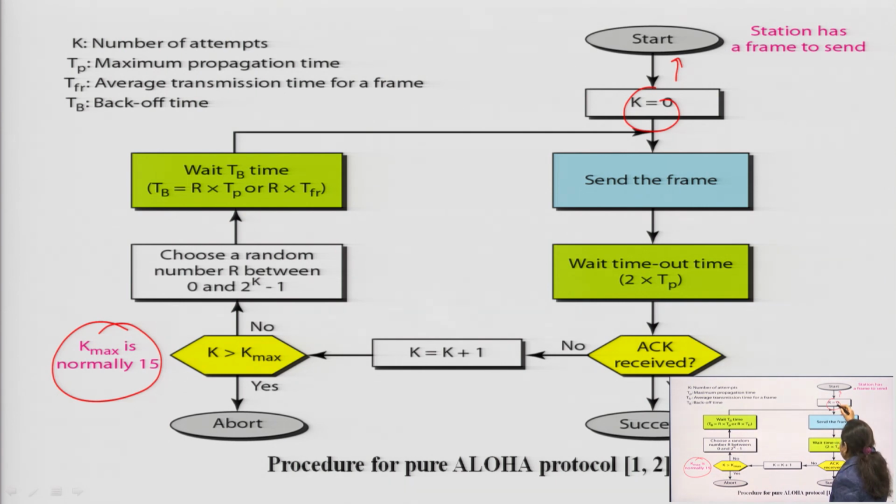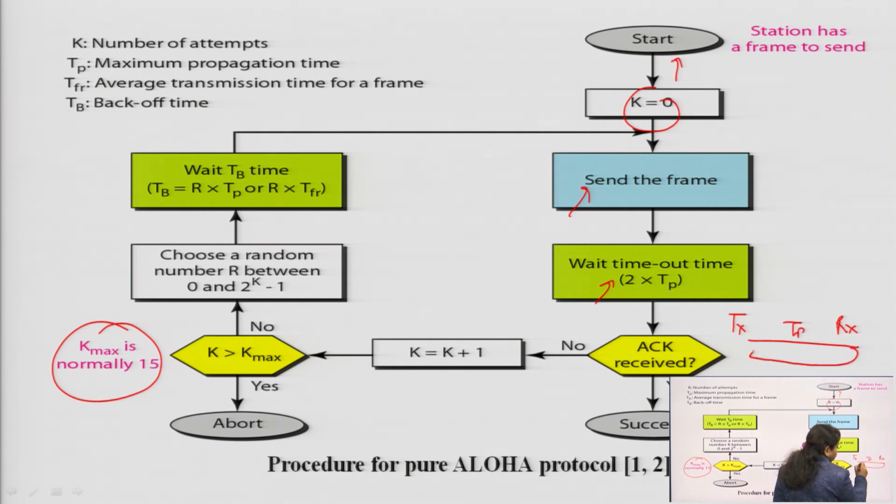So, this is the 0th attempt, then send the frame, then we have to wait for the timeout. Now, what is TP? TP is the maximum propagation time. This is the transmitter, this is the receiver, this is TP and this is again TP, which means an acknowledgement will be received in the feedback path from the receiver to the transmitter. So, it has to wait for 2 times TP, also known as round trip time, the maximum propagation time.